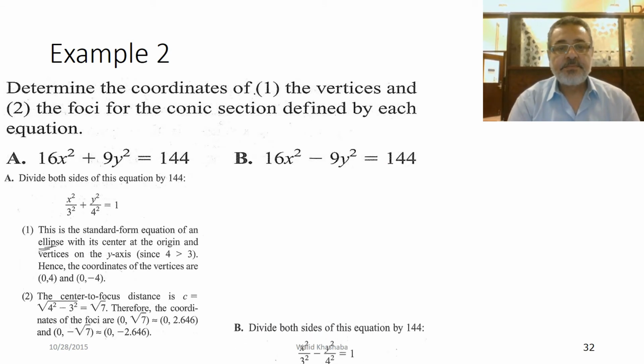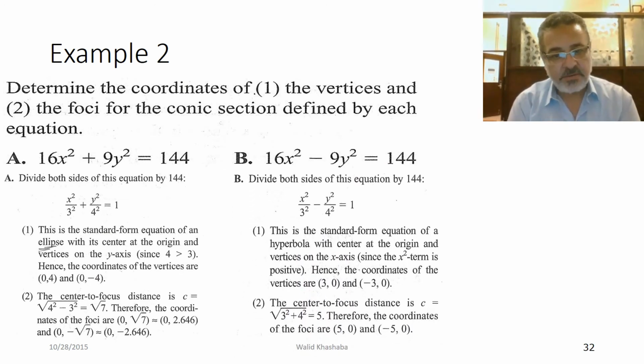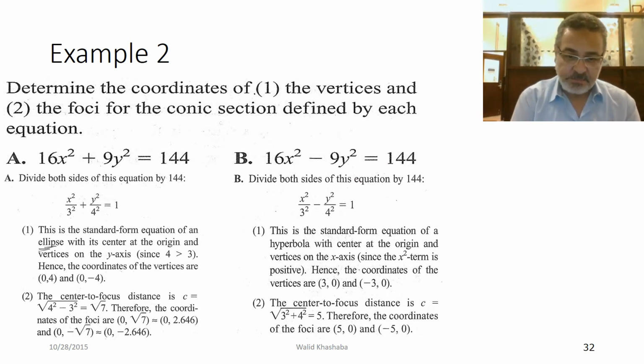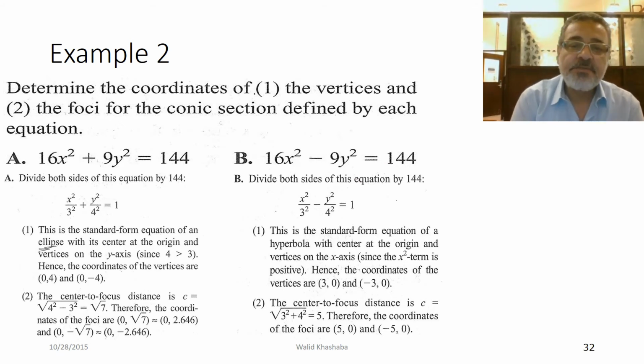Well, first of all, we're going to divide both sides by 144, as I told you before, to make the right-hand side 1. Now, let's have a look at the values under x and under y. Under x, it remains 3, but under y now is negative 4 squared. Then, again, it's centered at the origin because there's nothing plus or minus x or plus or minus y. That's why it's centered at the origin.